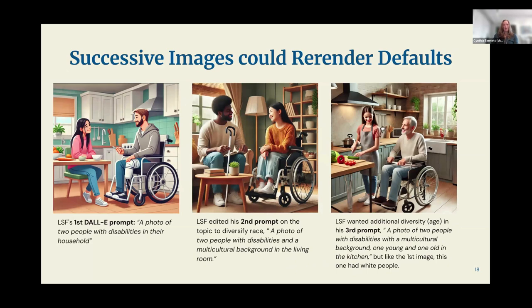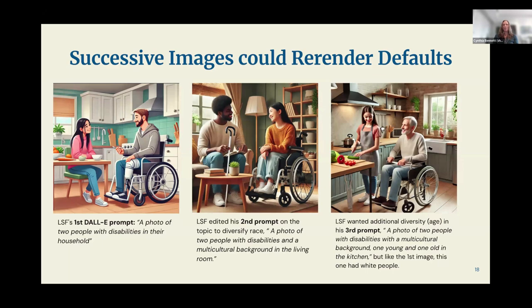Again, expanding representation harms from something that people consume to the way they are compounded through co-creation with image models that do not recognize what the users are prompting for. So in this example, LSF is iteratively prompting and wants to depict people with a multicultural background. And in the second image, the people have different races. However, in the third image, he added another specification for age differences. And again, two white people were shown.